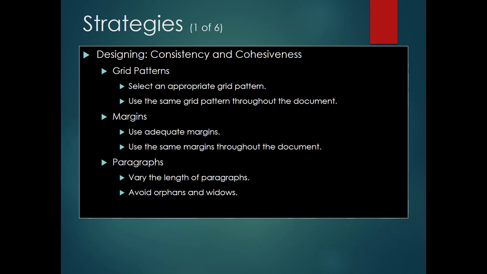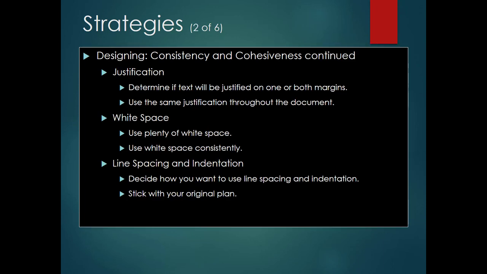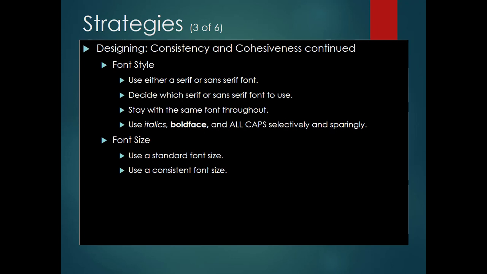Paragraphs can be varied in length, and it says avoid orphans and widows. In other words, paragraphs should all make sense together. We talked about justification. You should use plenty of white space. It should be used consistently once again. And you want to think about what your line spacing and indentation should be. And once again, that should also be consistent.